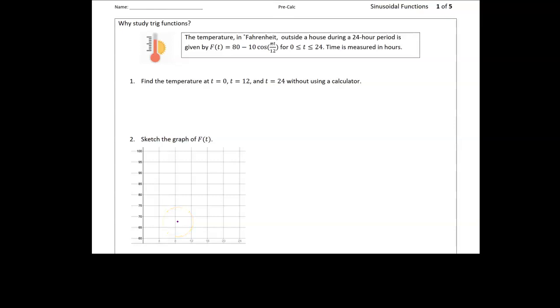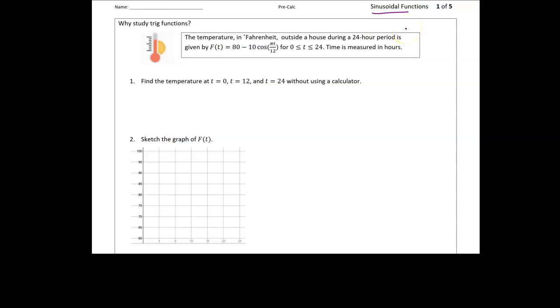So we've put in a lot of work to get to this point, but we are finally ready to look at some real life applications of this stuff. We've been studying triangles all this time. We're going to look at what are called sinusoidal functions, or we can just say trig functions. Sinusoidal means wave-like, and we'll see what these look like in a second.